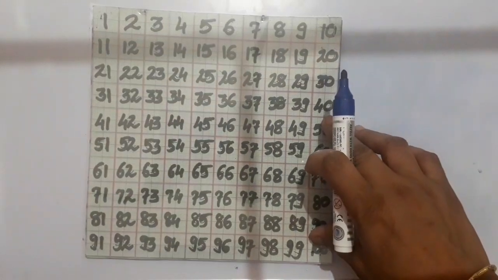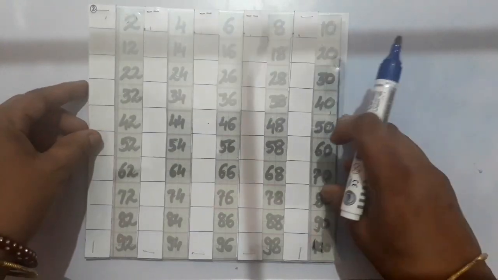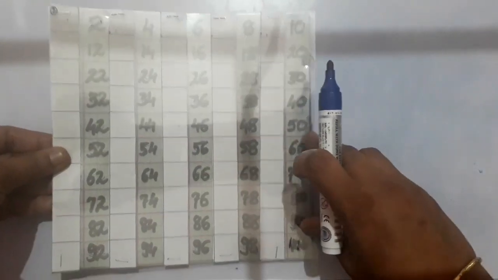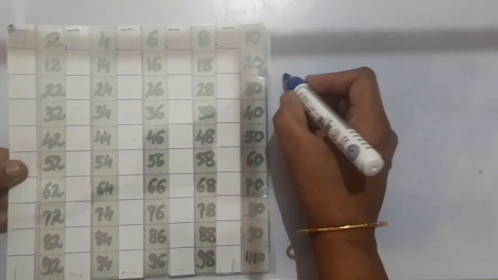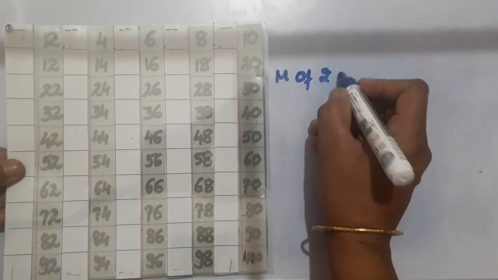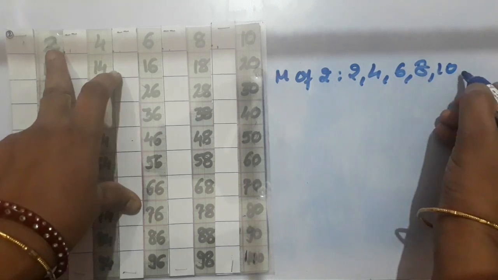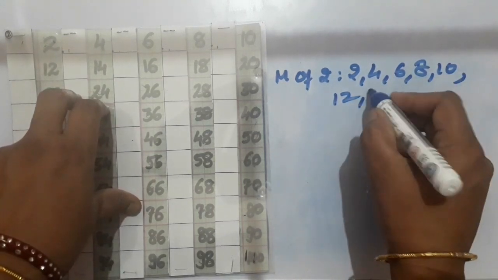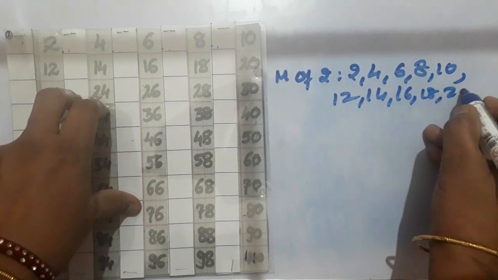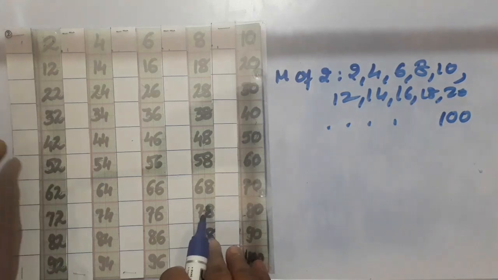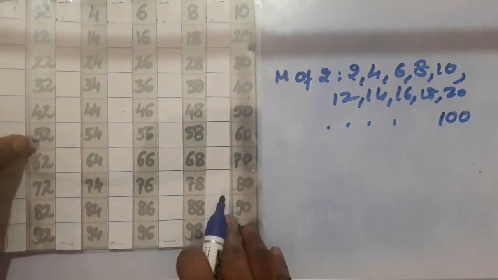Now I am going to find out multiples of 2 through the activity. Here you can see few of the numbers are covered and few are left out. The numbers which you can read out are multiples of 2. You can see that 2, 4, 6, 8, 10, 12, 14, 16, 18, 20 and so on up to 100 you are being given. Okay, they are all multiples of 2.